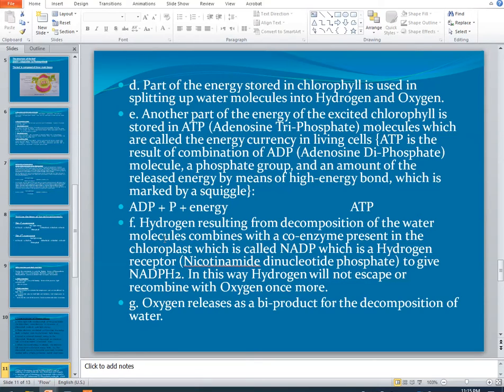Hydrogen resulting from the decomposition of the water molecule combines with a coenzyme present in the chloroplast, which is called NADP, the hydrogen receptor. It is the short form of nicotinamide adenine dinucleotide phosphate, NADP. The function of NADP is as a hydrogen acceptor to give NADPH2. In this way, hydrogen will not escape or combine with oxygen, so oxygen is released as a byproduct from the decomposition of water.